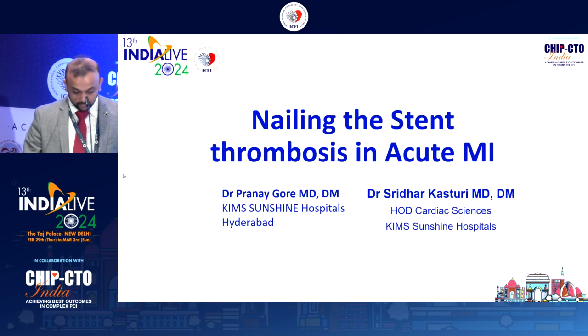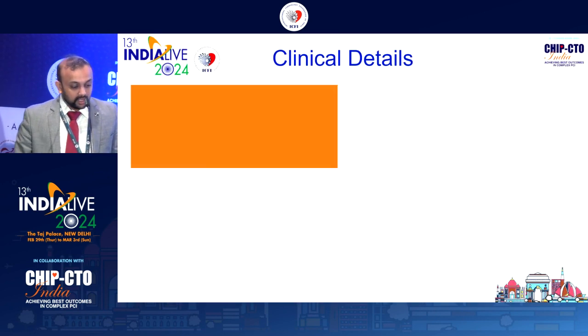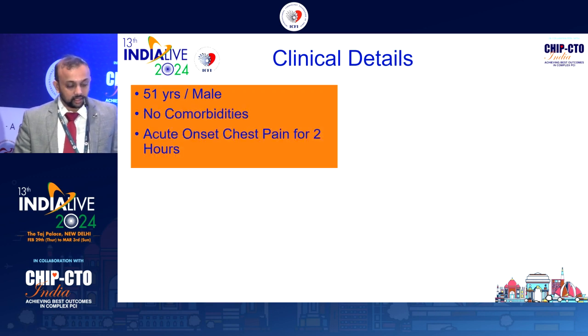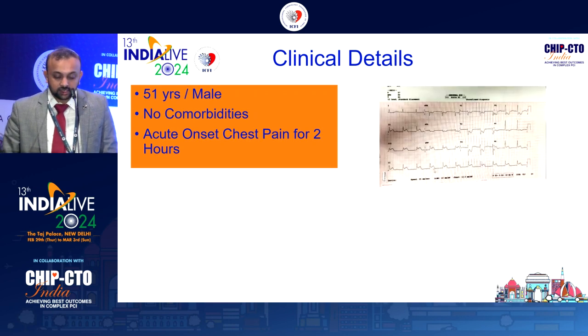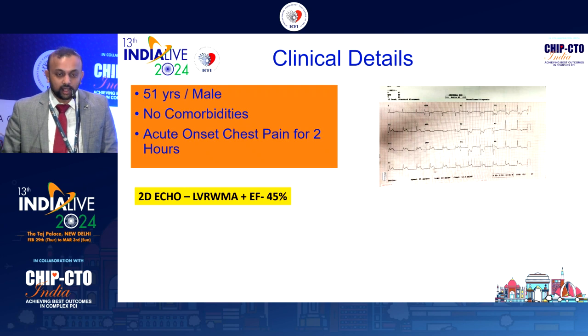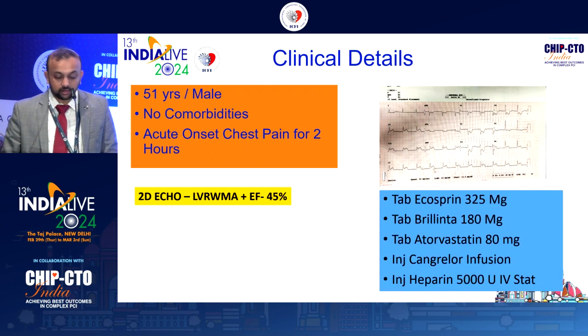This is a 51-year-old male who comes to us with no comorbidities, with acute onset chest pain for 2 hours. We do an ECG. ECG reveals ST elevation in 2, 3, aVF. Echo reveals an LV RWMA with an ejection fraction of 45%. So it's an acute MI, and we activate our acute MI protocol.